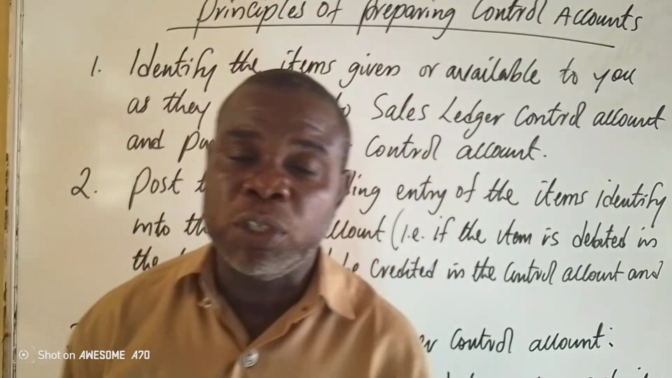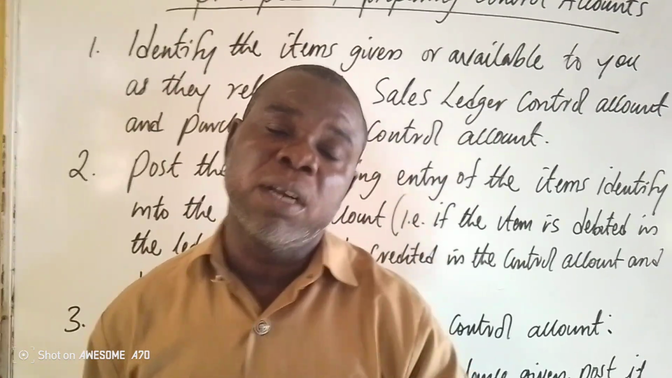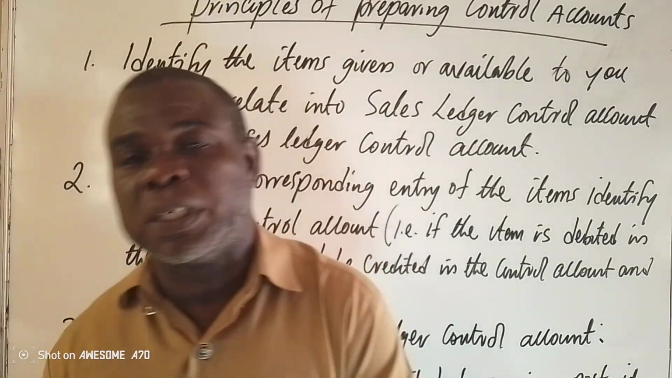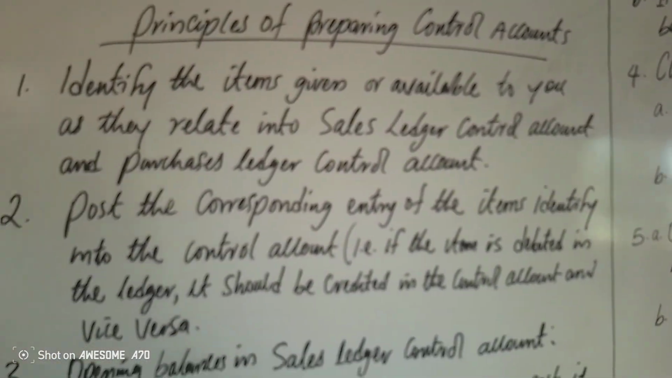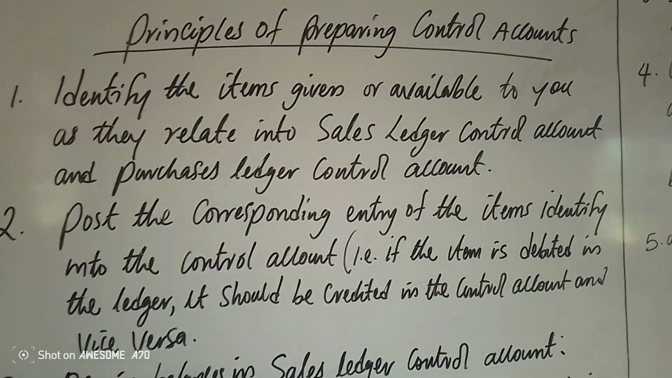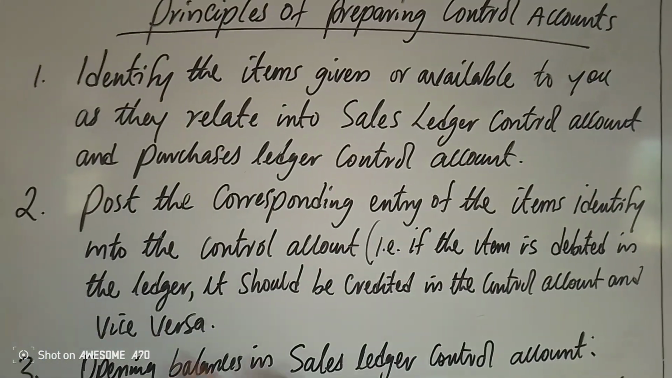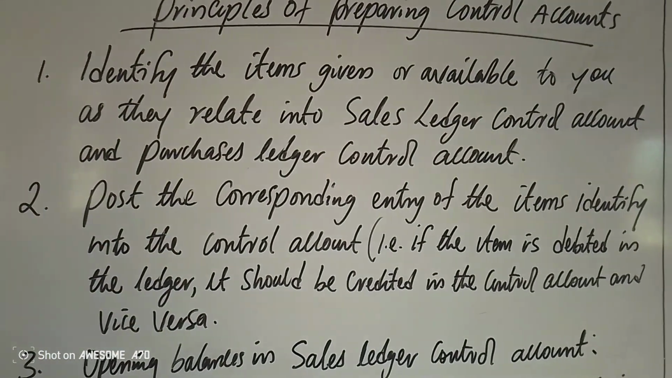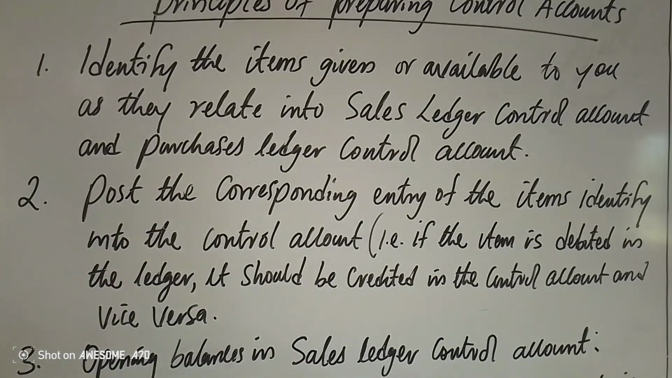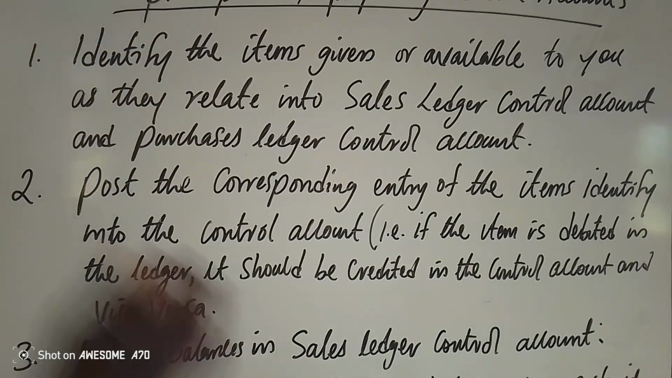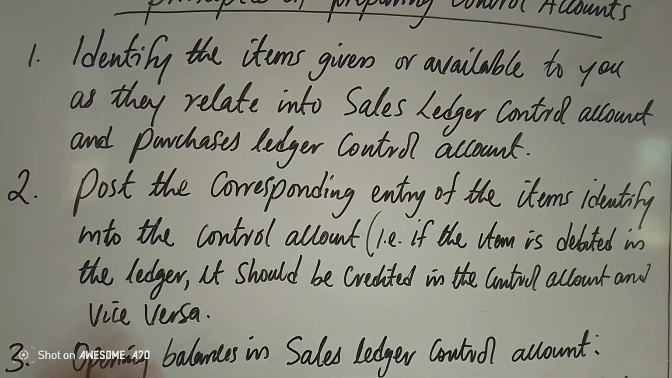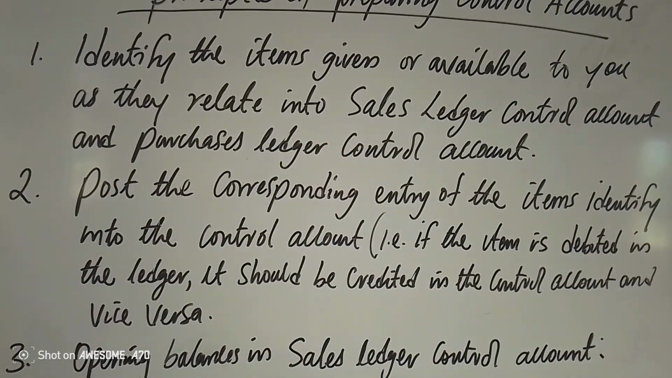If it's an examination, all the items are arranged in a vertical format. So it's just for you to identify that this one relates to sales, this one relates to purchases. For example, credit sales relate to sales. Bad debts relate to sales. Discount received relates to purchases. Return outward relates to purchases. Return inward relates to sales.